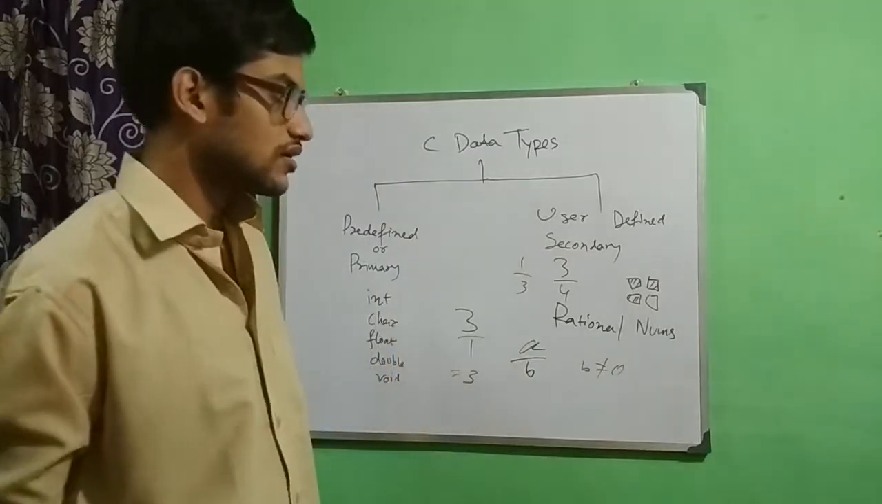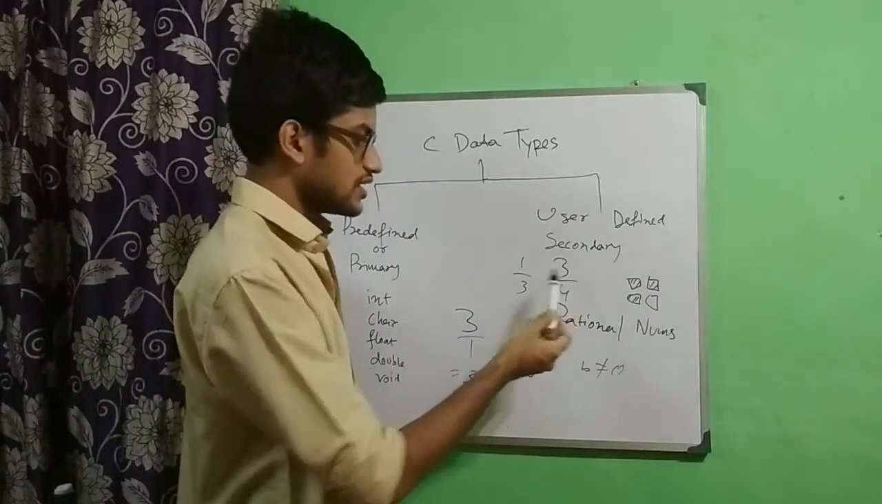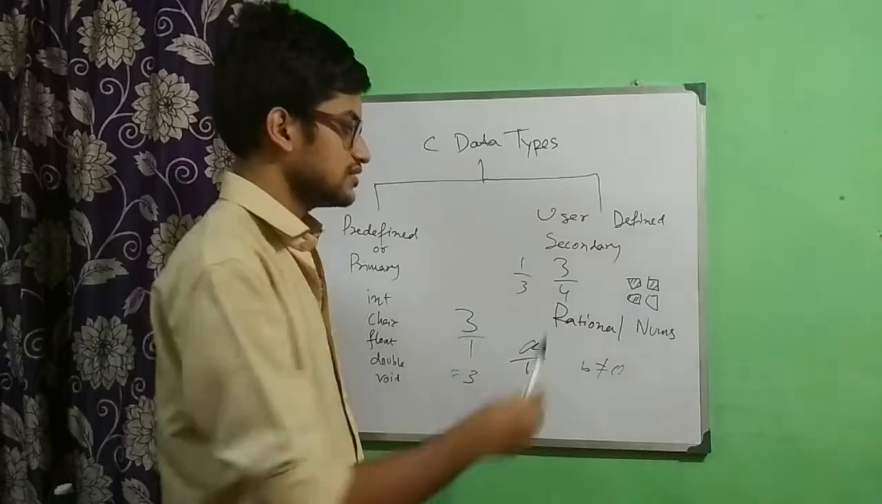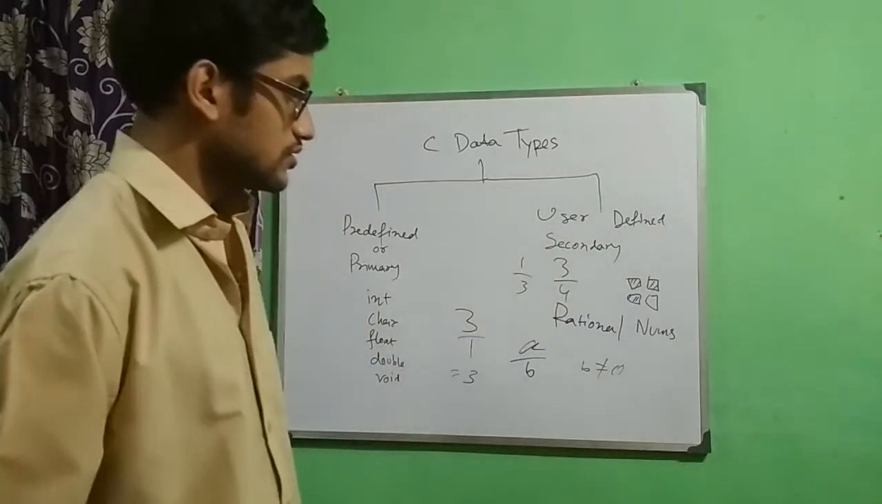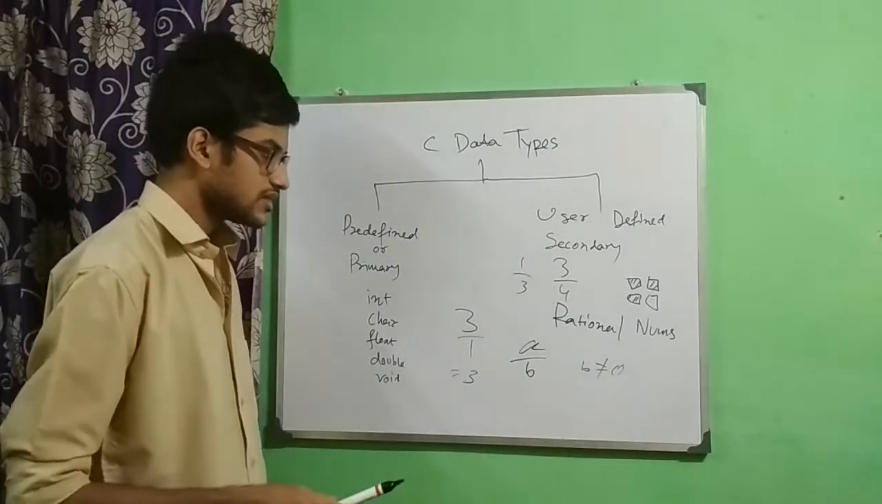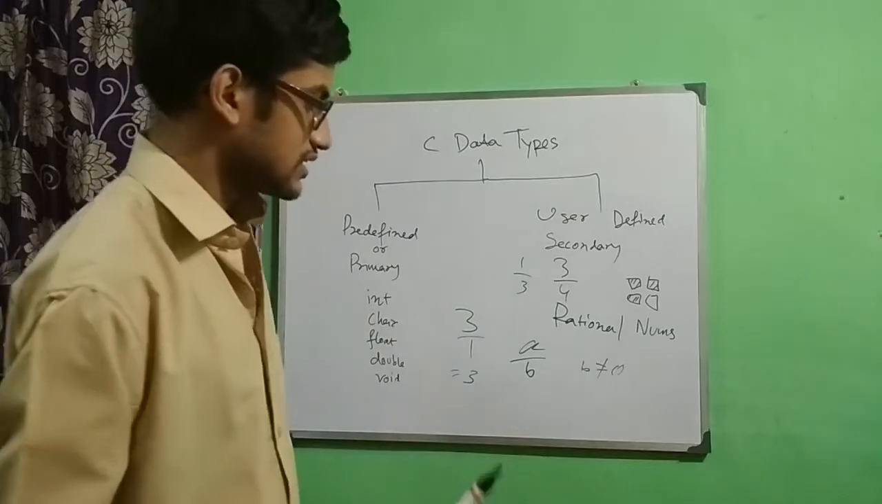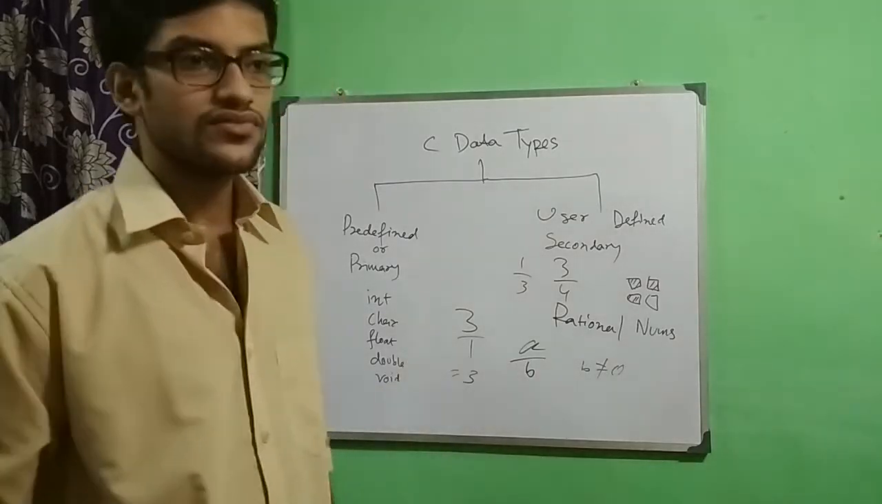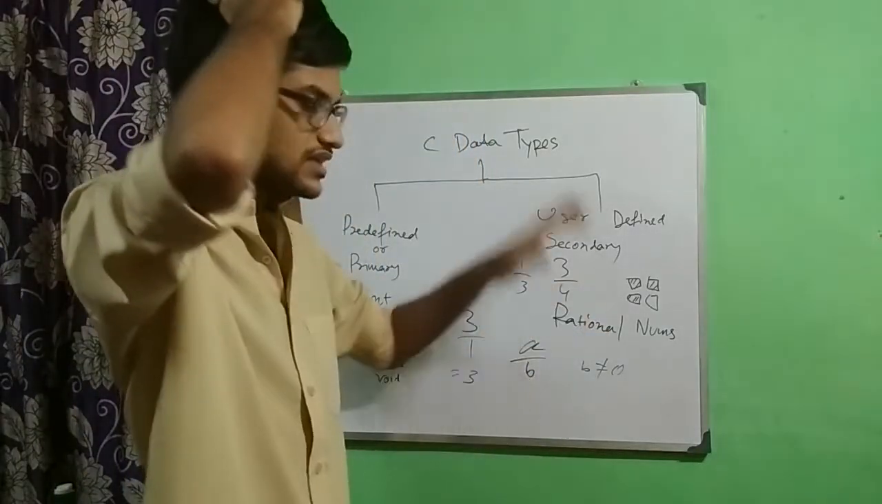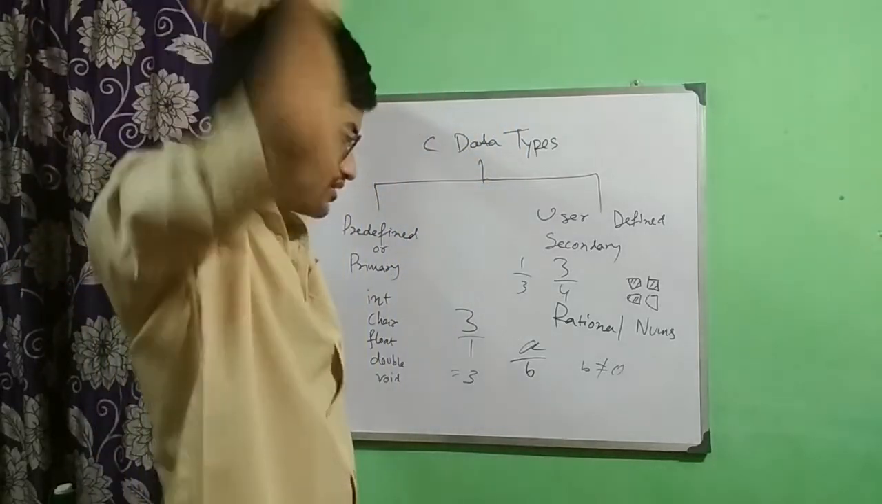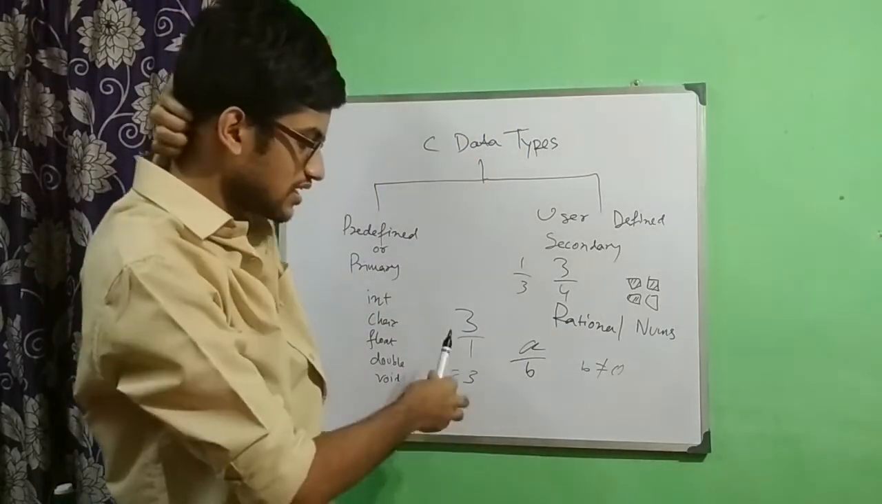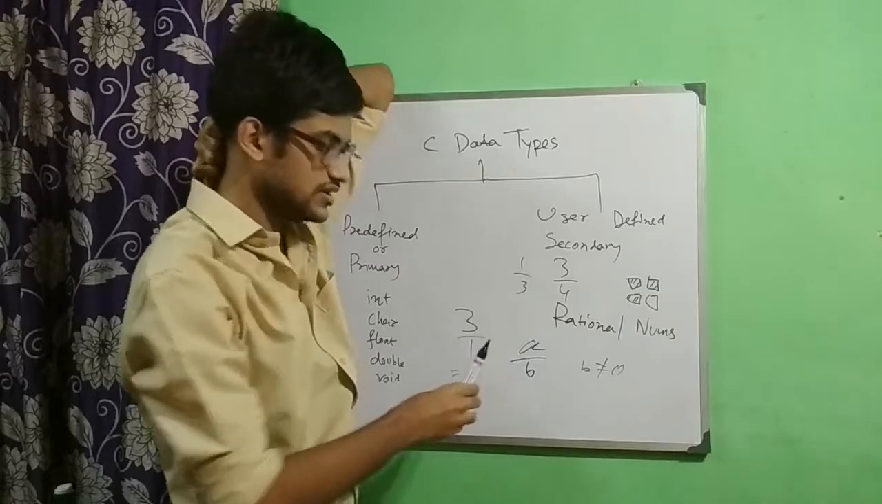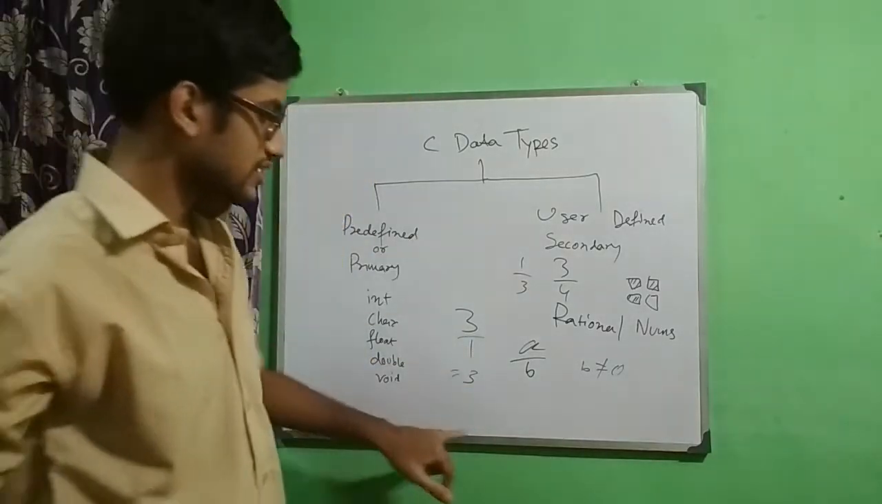Again, if I do not perform the division, if I keep it as it is, then this will be 3 by 4. Any number that can be expressed as a fraction of 2 integers. So these are basically integers. I'm expressing the 3 as the fraction of 2 integers. So we can say these are rational numbers.